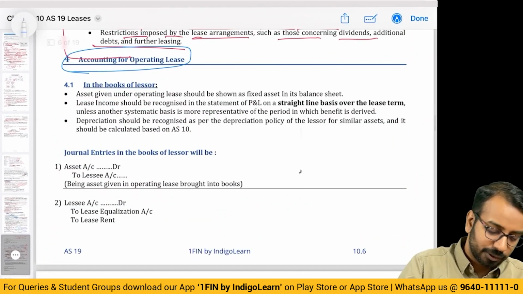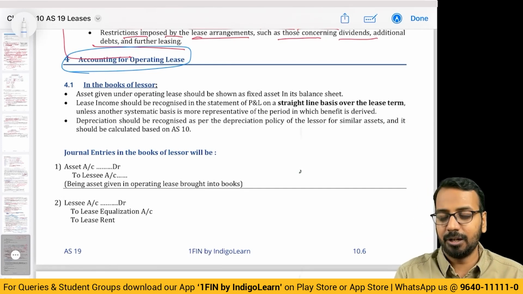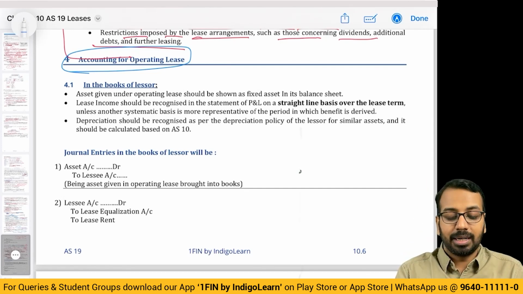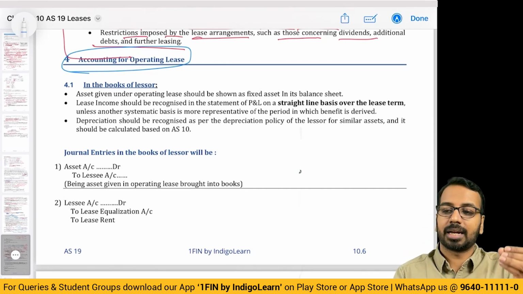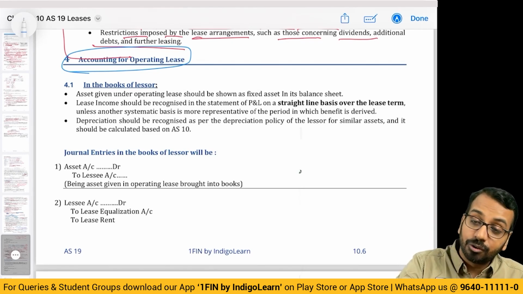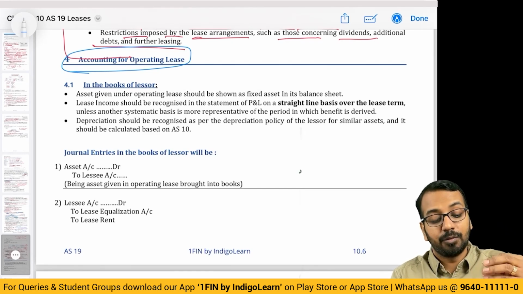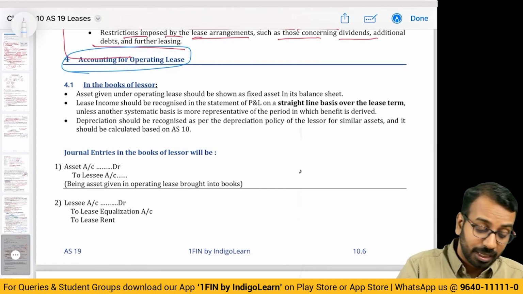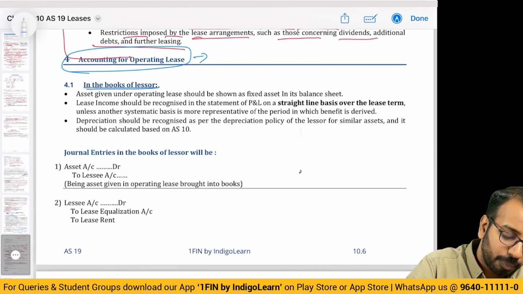Now operating lease. As far as operating lease is concerned, very simple. In an operating lease, you don't de-recognize the asset, and you do not recognize any new asset. The lessor will continue to recognize the asset and the lessee will recognize the lease expenses. So the simple principle here is, for operating leases, you will account for it on an SLM basis.